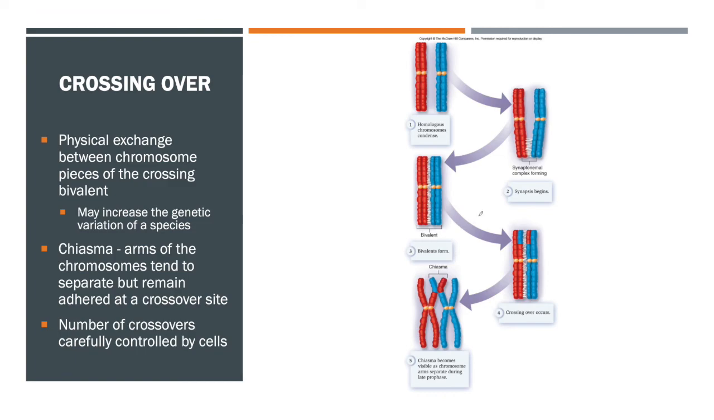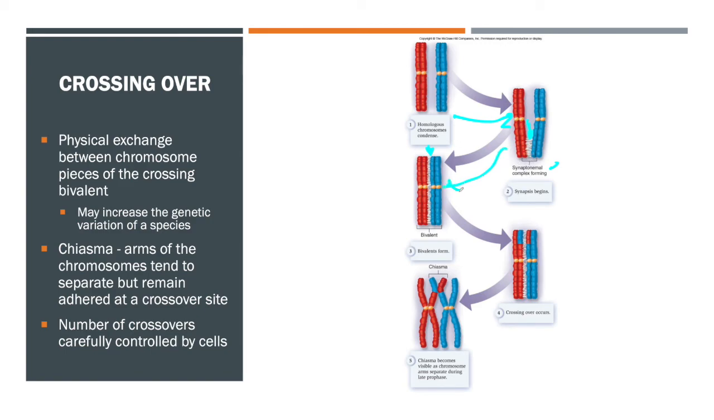So here's another look at that crossing over event. We have our homologous chromosomes condense up. They're really tight. We start forming the bivalent, and synapsis is going to begin. The bivalent is formed. So here's step 2. In step 2, our synaptonemal complex is forming. So here's our synapse. That's kind of what they're showing here. They're kind of gluing together.